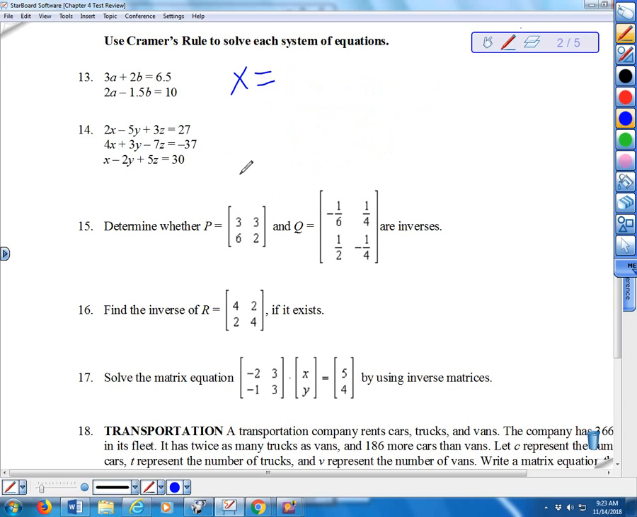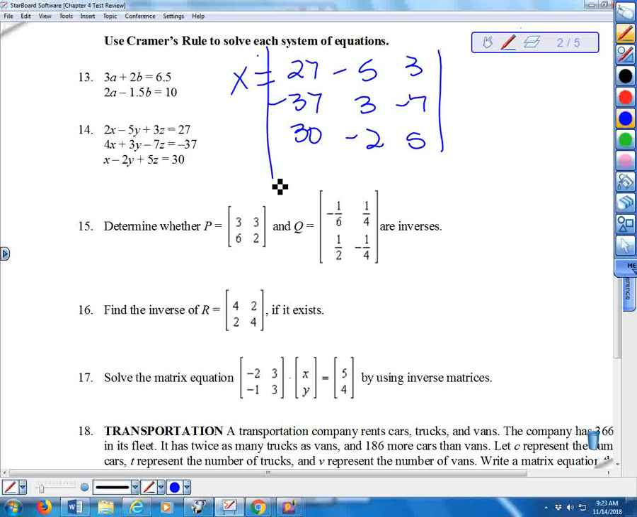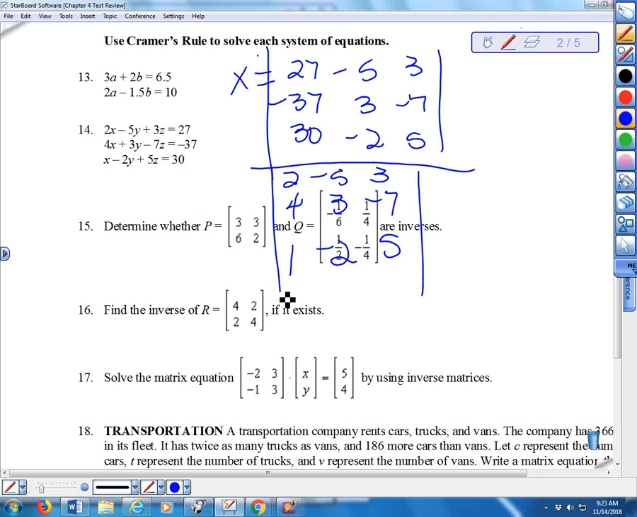Okay, so my x is going to be 27, negative 37, 30, negative 5, 3, negative 2, 3, negative 7, and 5. And it's going to be divided by the coefficient matrix, which is 2, negative 5, 3, 4, 3, negative 7. Sorry, I'm writing over things, but I'm running out of room. My coefficient matrix, right? And then from there, calculator.